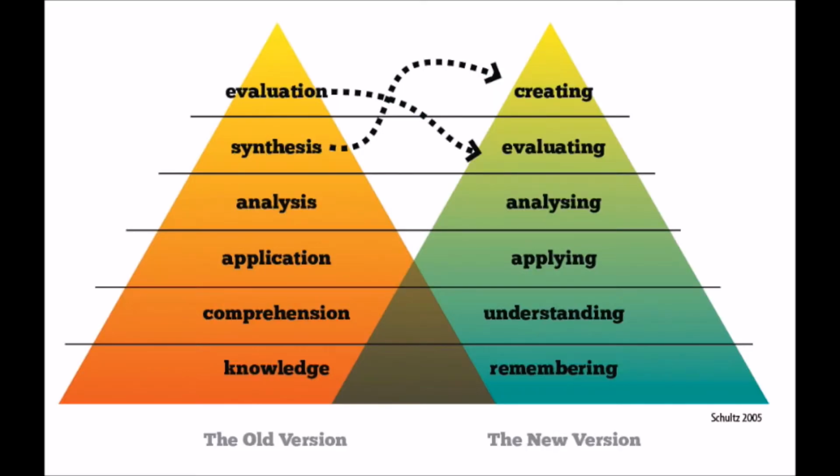In 2000, Anderson and Krathwohl revised Bloom's taxonomy and reversed evaluation and creation since they believed that it was harder to create new ideas than to evaluate them. When using the artifact, it is clearly targeting the higher order thinking skills of creation.